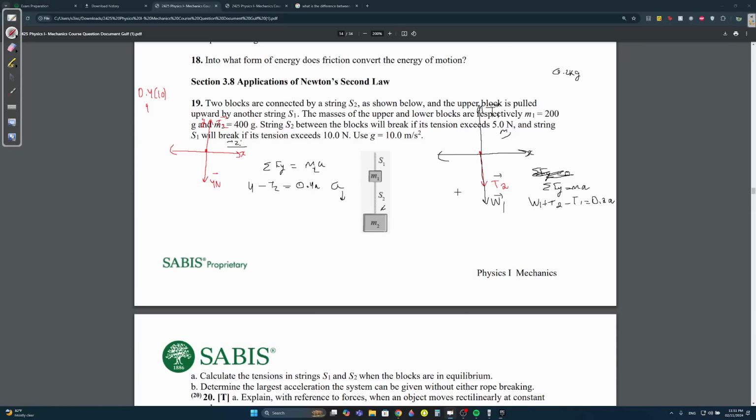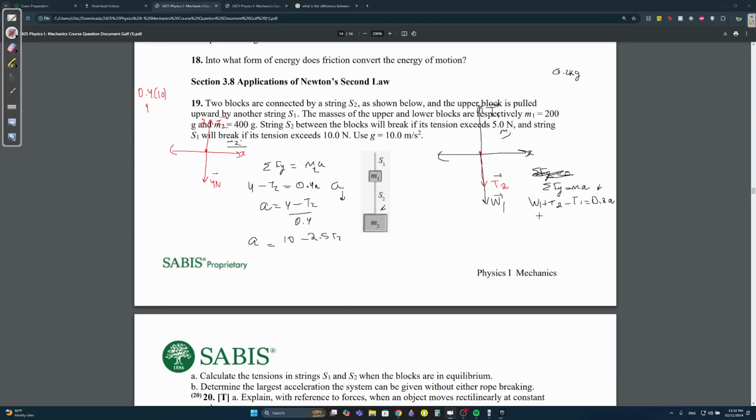Let's do some system of equations here. We want to solve for A. A is going to be equal to 4 minus T2 over 0.4. I don't like having decimals. 4 divided by 0.4 is 10, and then minus T2 over 0.4, which is 2.5 T2, since 1 divided by 0.4 is 2.5.